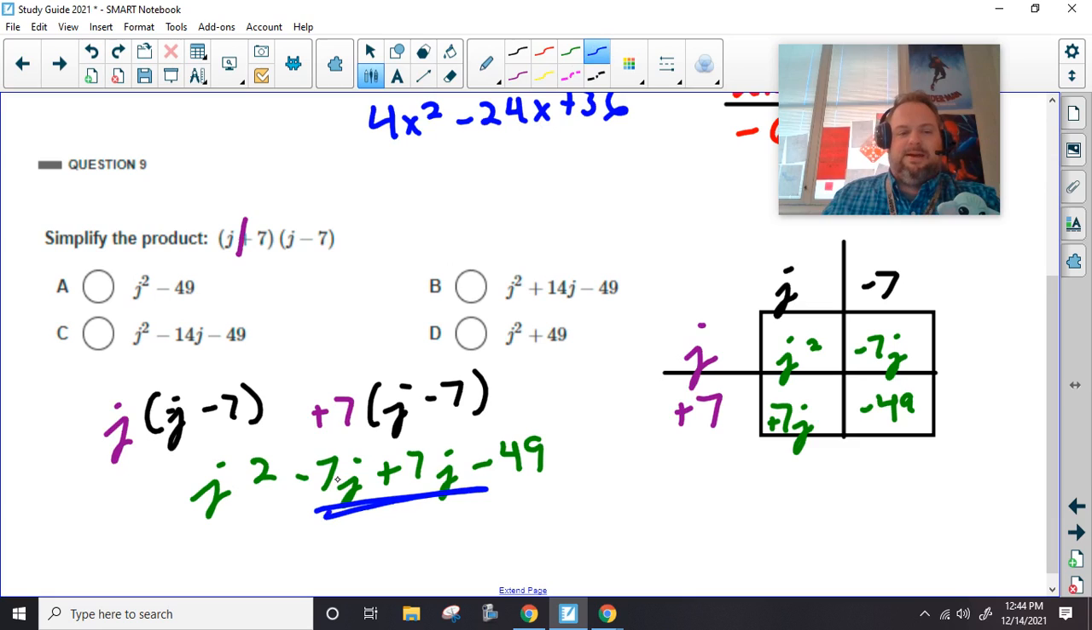Either way, these two cancel out. So we're left with this. We're left with A. All right.